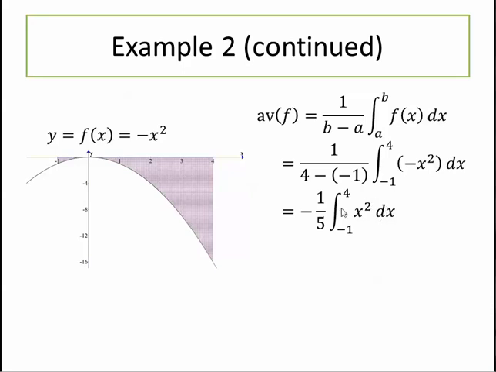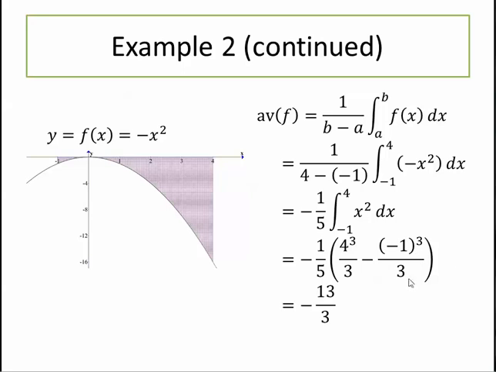Now using our formulas, we know how to evaluate that. That gives me minus 1/5, 4 cubed divided by 3 minus negative 1 cubed over 3. And when you simplify that, you get negative 13 over 3 is your average value of f.